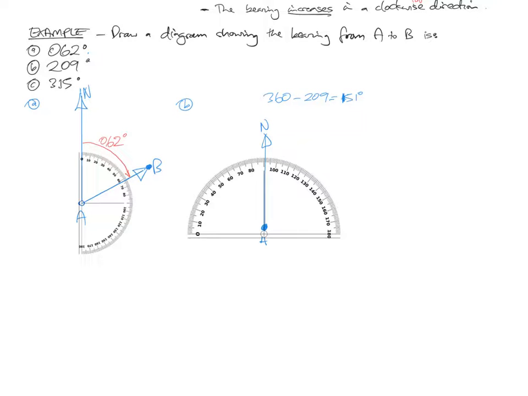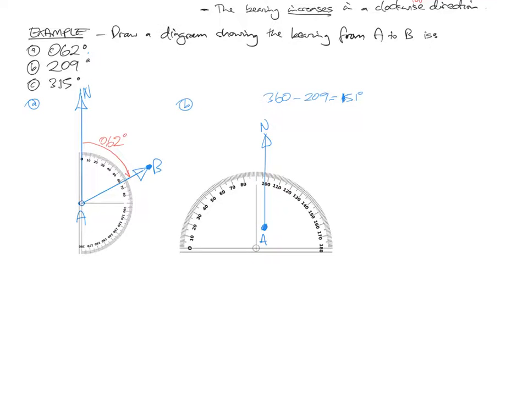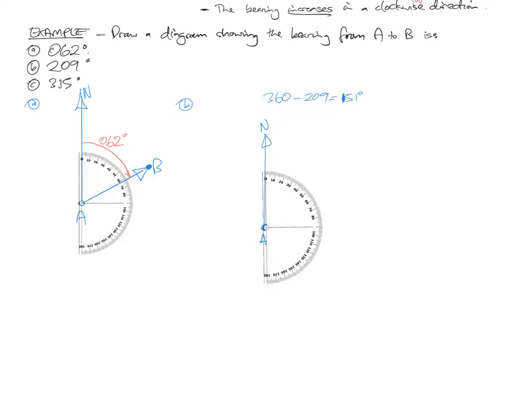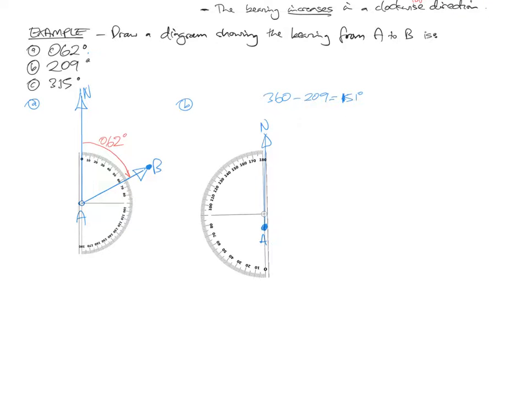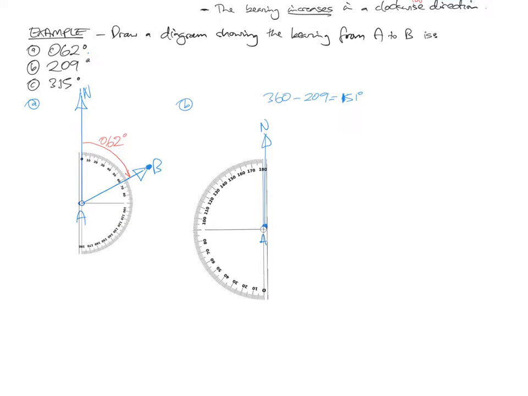But because we set up the maths before, we don't need to do this sort of thing. Put one protractor there and somehow grab another protractor and put it there to work out 209 degrees. What I could do is line it up this way and go anti-clockwise 151 degrees.